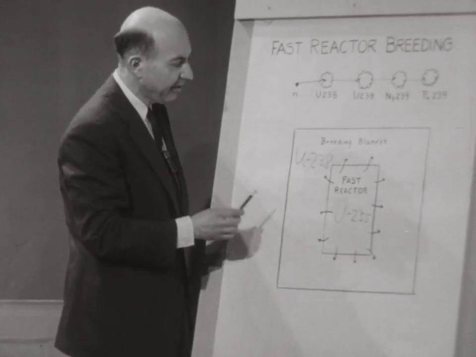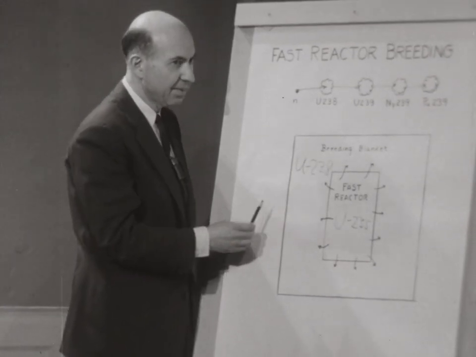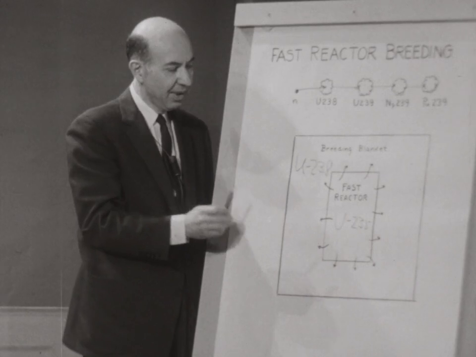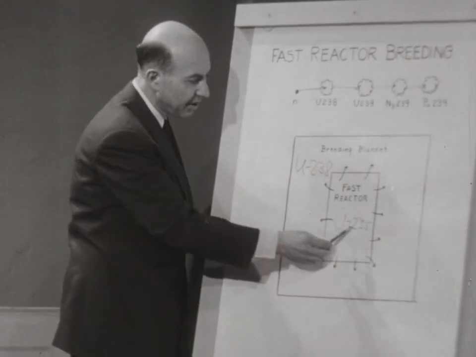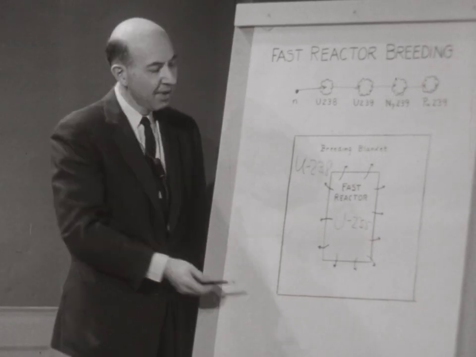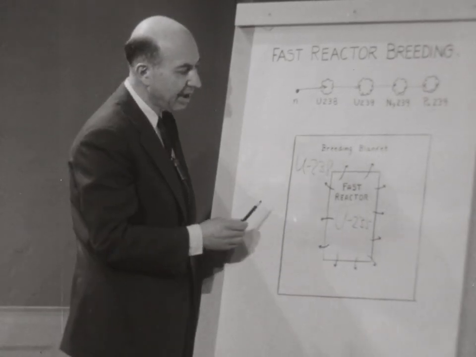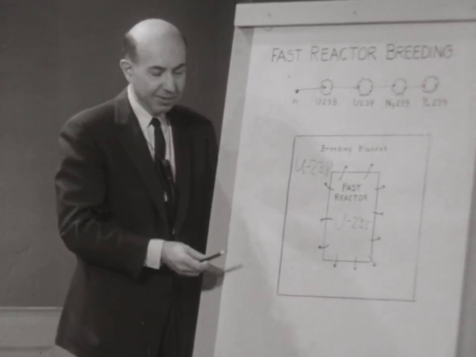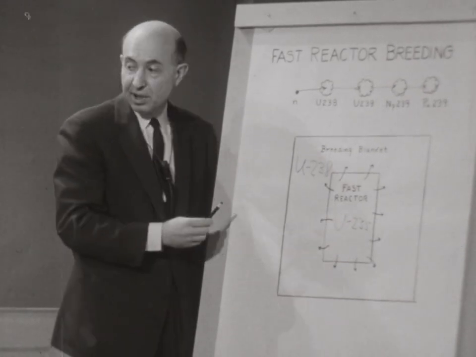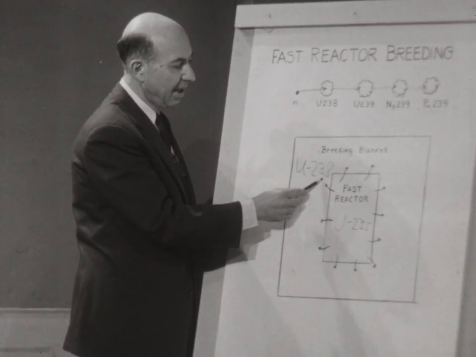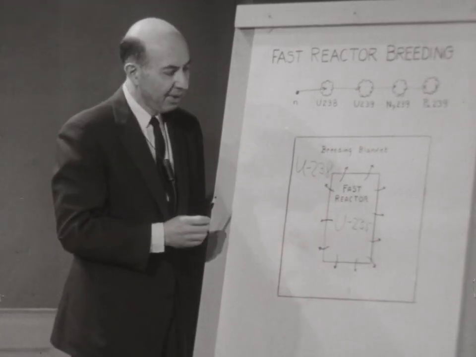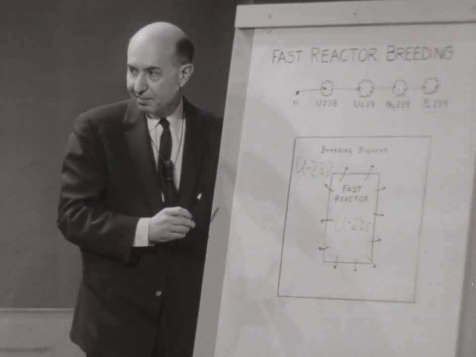The remarkable feature of the fast reactor system is that it is possible with a system like this to make more plutonium-239 than you destroy uranium-235, so that we have a breeding gain possibly greater than 1. We can make more fissionable material than we use up. In a thermal reactor, we can make some fissionable material, but we cannot make more than we use up.